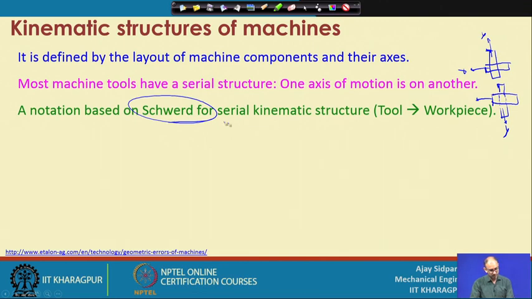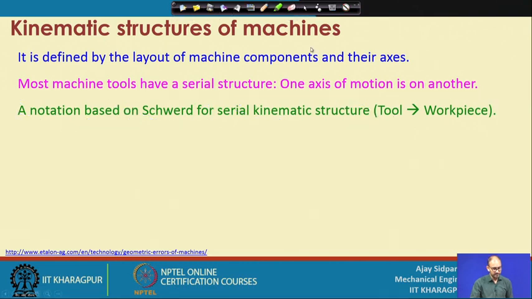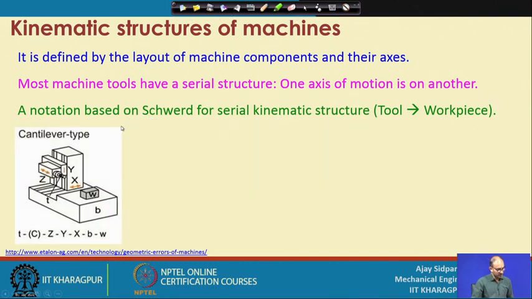Because of that, there is one person, Sheward, who has provided a notation by which you can get the kinematic structure from the tool to the workpiece. Let us see in which way we can define those things. Now, this is one of the structures.